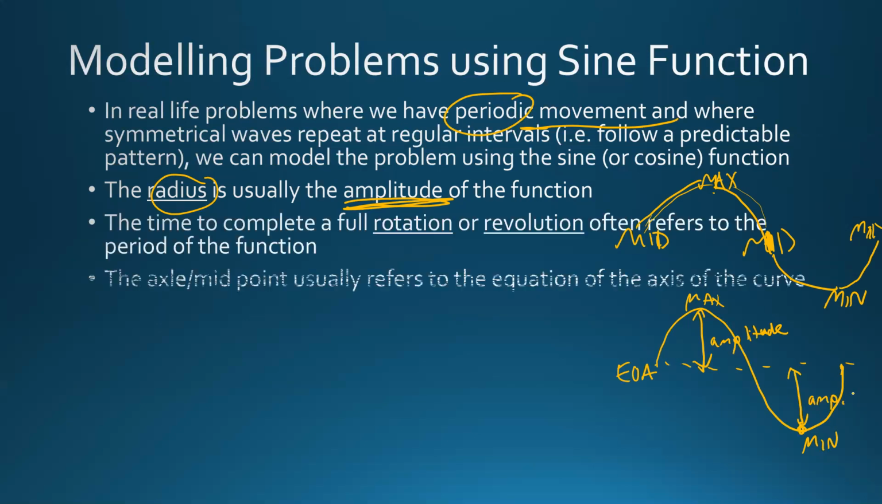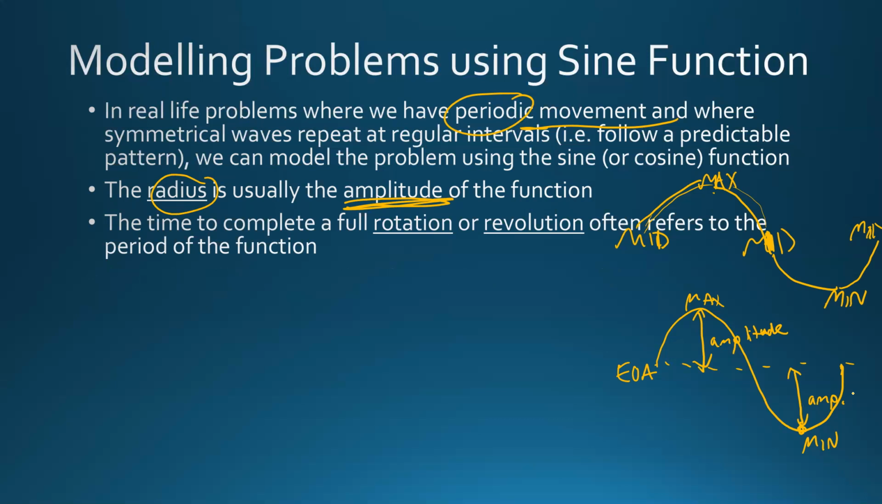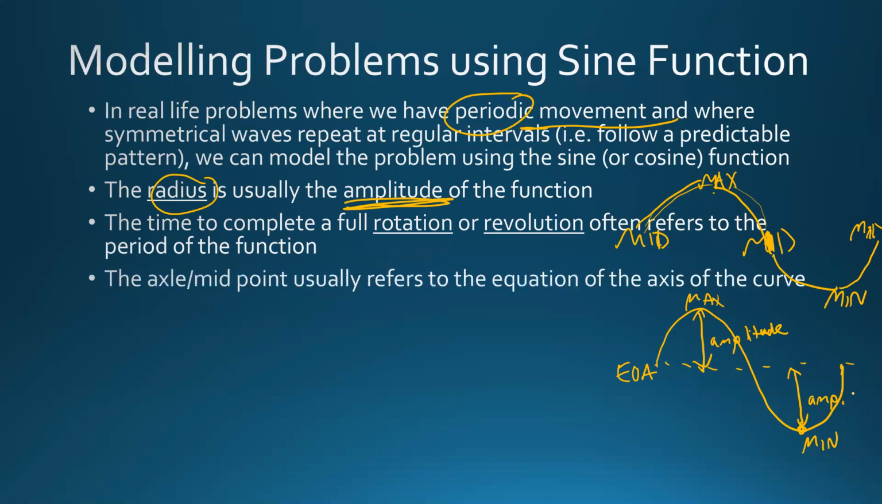Okay. So any question that deals with radius or distance from the center, that's going to be your amplitude. If the question brings up how long it takes to do a full rotation or revolution, it refers to the period of the function. So that's basically how long it takes to go all the way around the Ferris wheel, whatever it might be. That's referring to the period.